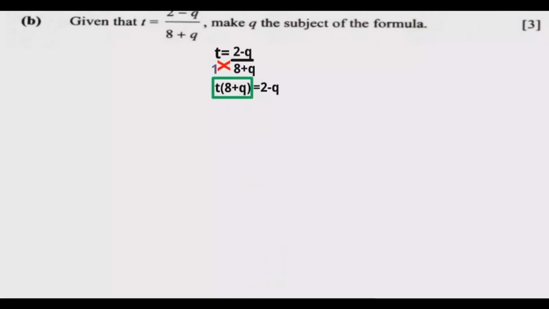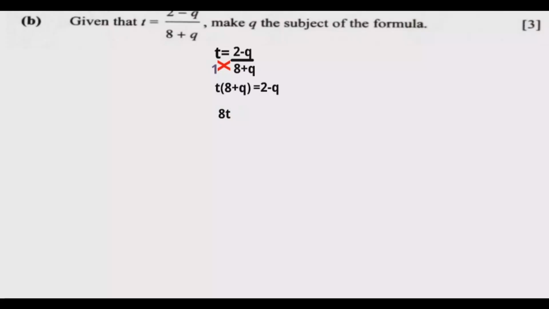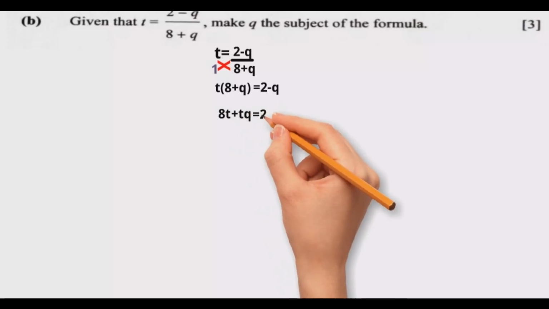So I'm going to multiply t by every element in these brackets. t multiplied by 8 will give us 8t. Then t multiplied by q will give us tq, which is equal to 2 minus q.